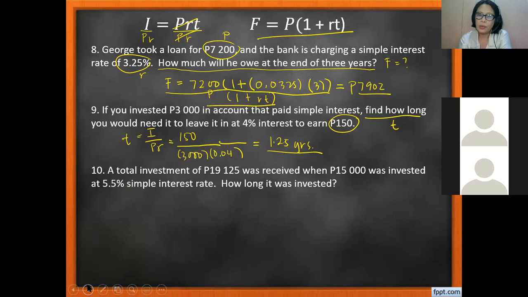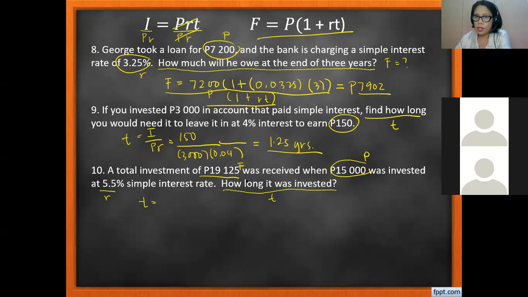Number 10. A total investment of 19,125 was received when 15,000 pesos was invested at 5.5% simple interest rate. How long was it invested? Again, it's still solving for T. And this is the principal amount. This one is the total investment, so this is the F. And of course, this is the interest rate. And T equals the interest. So we can solve for the interest by calculating the difference between 15,000 and 19,125.